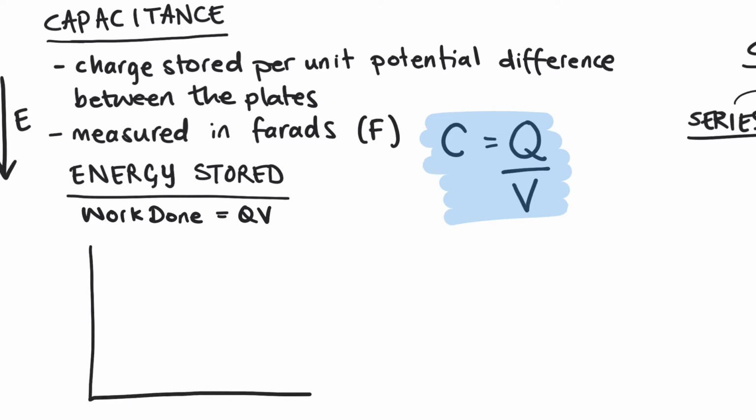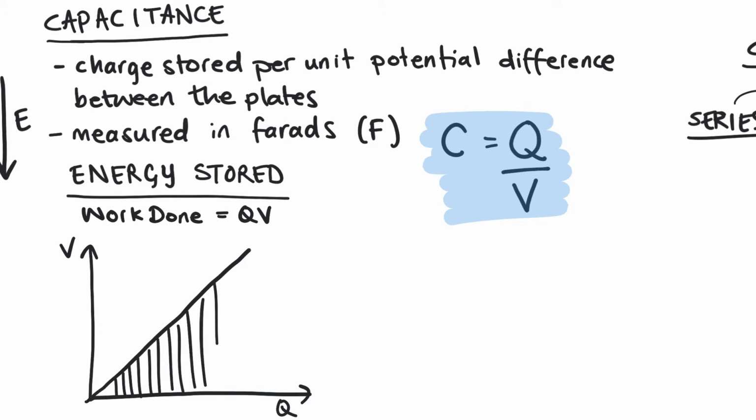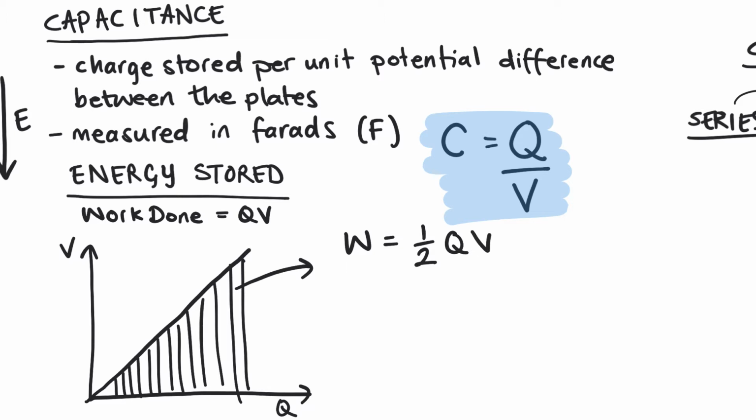Now if we were to plot the charge against the voltage, what we would find is that the more charge we have on the plates, then the more voltage we have. And from this we can find the work done, the energy stored in a capacitor, by determining the area that's under that graph. You'll see that that shape is a triangle. So work done in a capacitor is actually a half times the charge times the voltage.